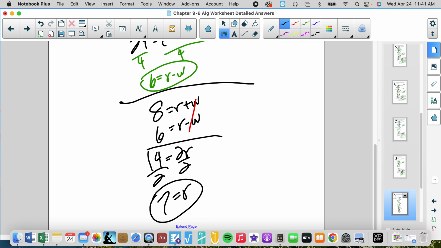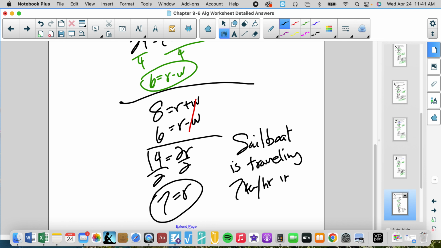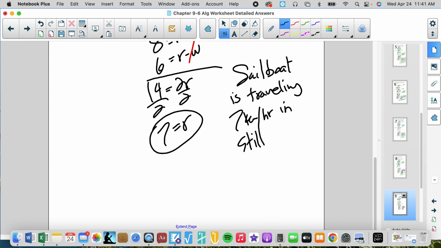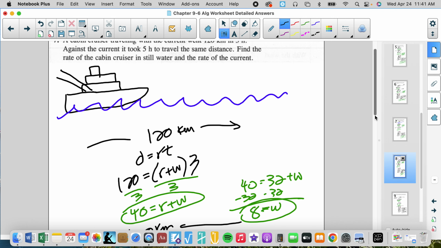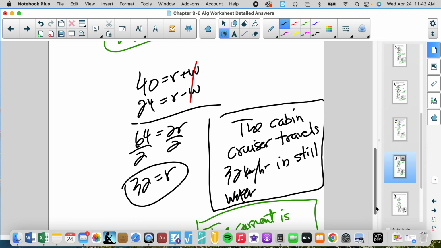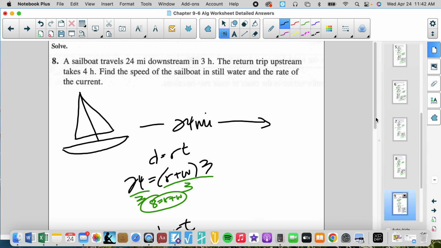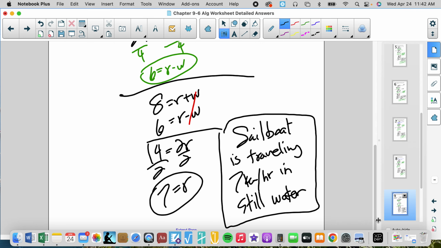Well, the sailboat is a little bit slower. Sailboat is traveling 7 kilometers per hour in still air. Can't be still air, because then the boat wouldn't go. Still water. I probably said still air in the other one. Still water. Good. Not still air, because a sailboat will not move in still water... in still air. See what I did there?